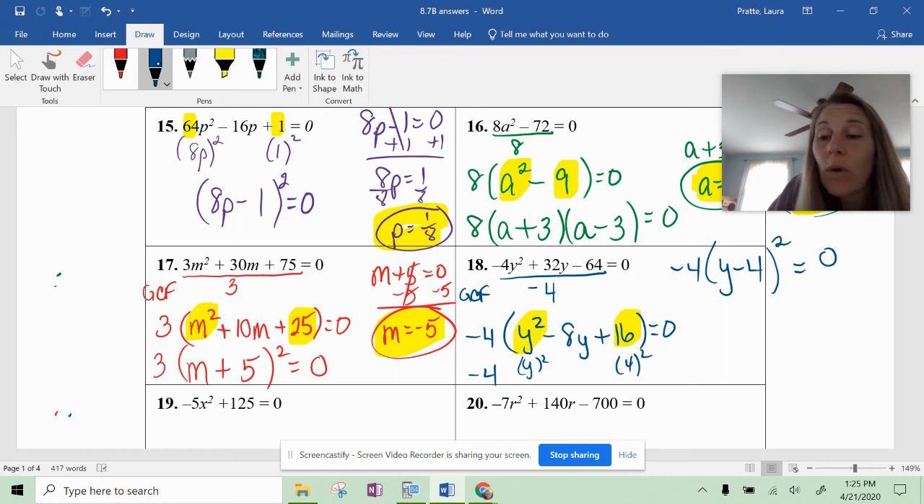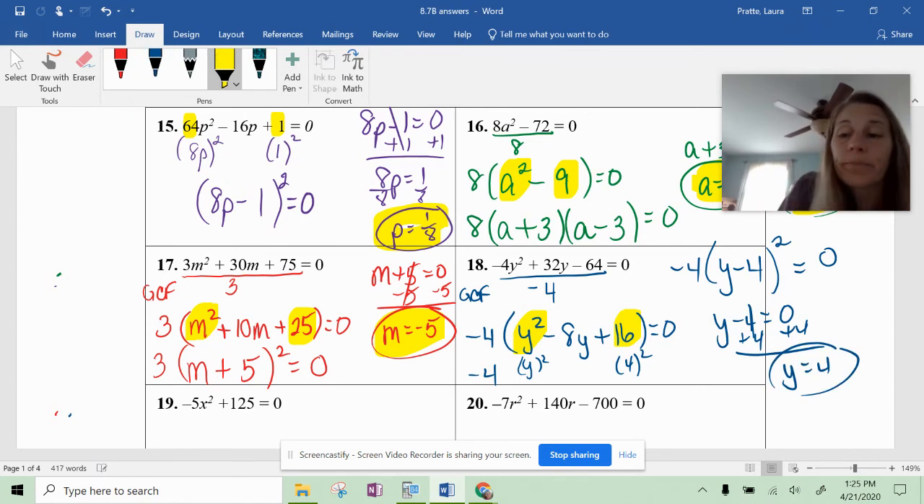And then I only have the one factor to solve. Since I got the same one twice, I don't have to solve it twice. So y equals positive 4.